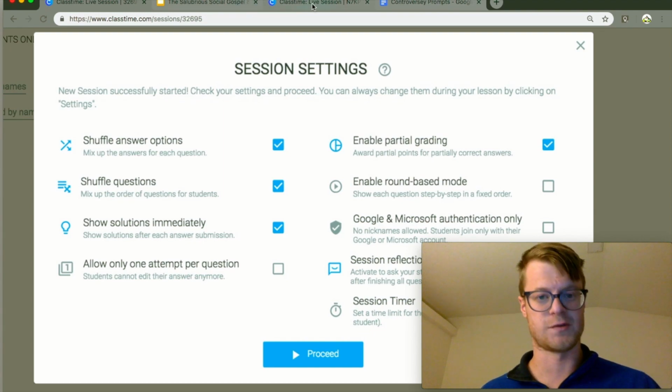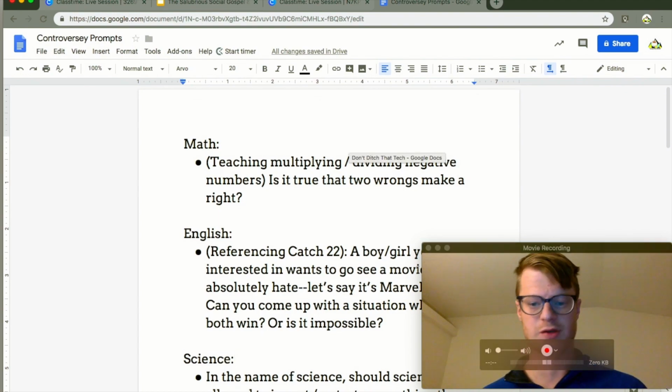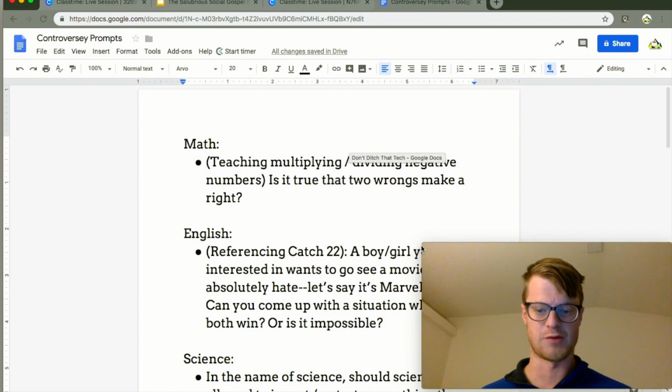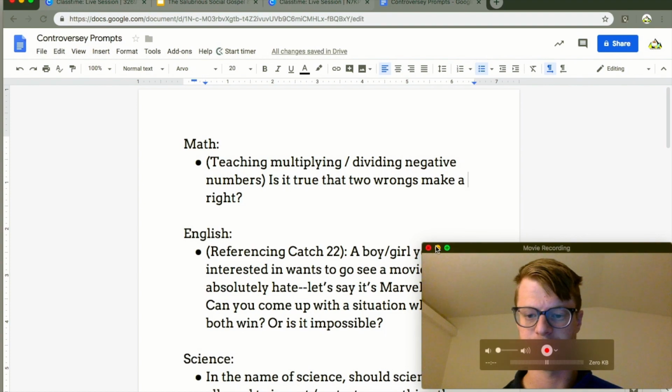So, causing controversy. Let's actually look at some different ways you might do this in a few different subjects. Okay, so what I've done here is I've come up with some very basic controversy prompts for many different subject areas. And again, there's no right or wrong question here. The point is that we're trying to put something out there that has no clear answer that we're getting our students to return to multiple times.